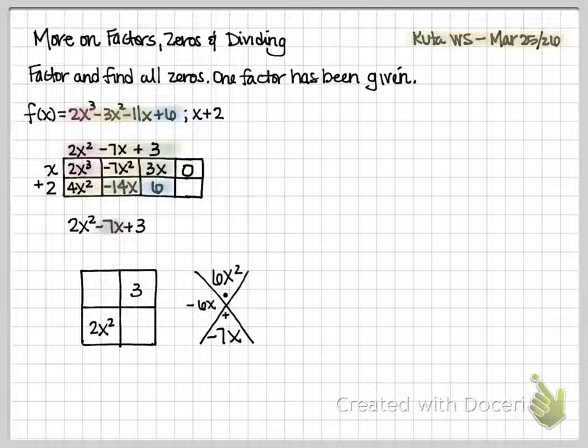I think the only way this is going to work is if it's a negative 6x and a negative 1x. Okay, go ahead and put those guys into the two empty boxes. It doesn't matter which one goes where, just two empty boxes. And then go ahead and factor out.